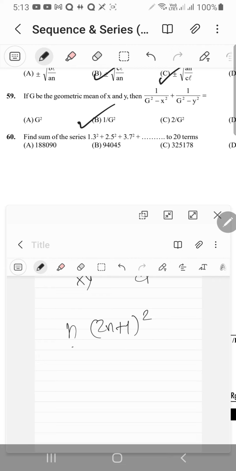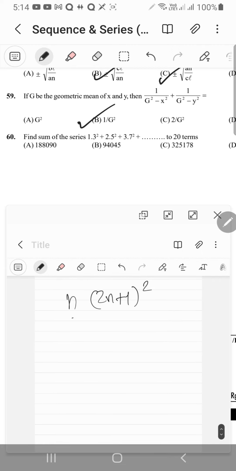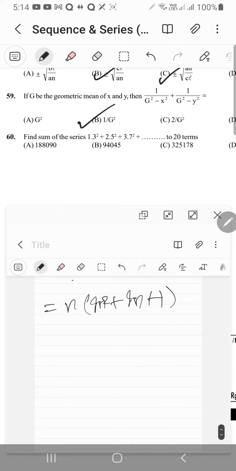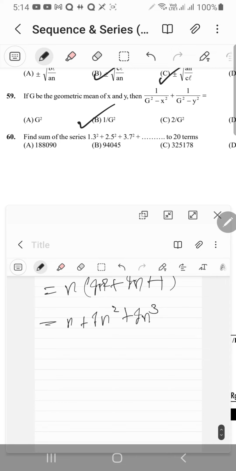All right, we are going to do it. We are going to do it. n into 4n squared. I just hate this when they put these kind of questions. I mean, who in their sane mind would be doing something like this? Summing this up is just so bad. Yeah, whatever. n plus 4n squared plus 4n cubed. Let's go. Sum of n.